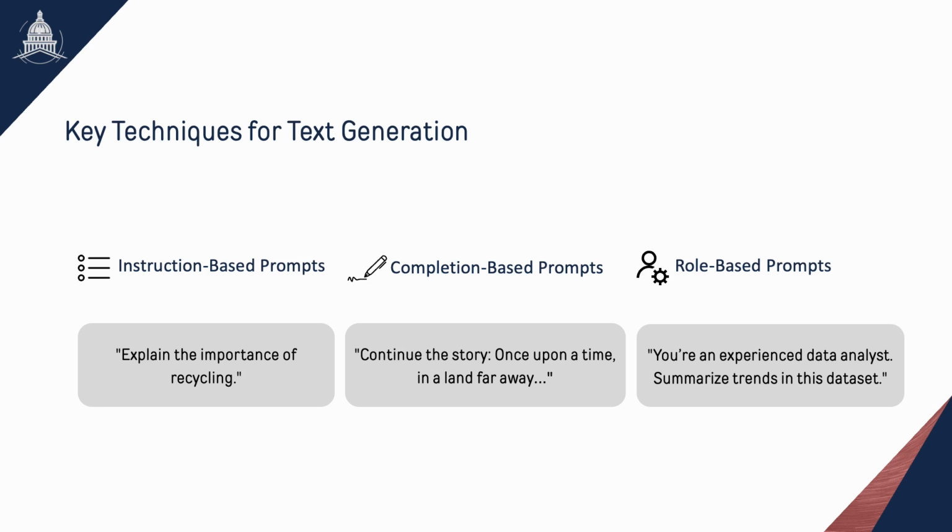There are different ways to frame your prompts. Instruction-based prompts directly ask the AI to perform a task, such as "explain the importance of recycling." Completion-based prompts allow the AI to continue a given text, useful for storytelling. Role-based prompts set a context or perspective, enabling the AI to respond as a specific persona, like a data analyst.